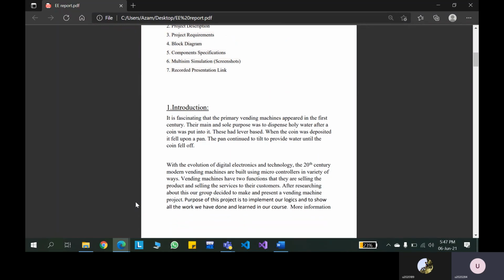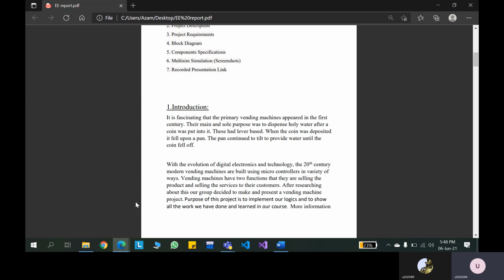Now, starting with the introduction, we have all at least seen or used vending machines. A vending machine, in simple words, is an automated machine that provides items such as snacks, beverages, lottery tickets, newspapers, candies, etc. The main and sole purpose of a vending machine is to provide the user its services.